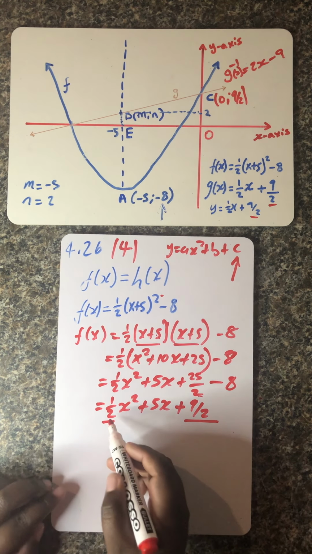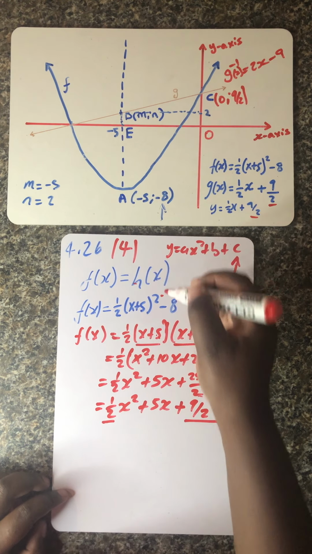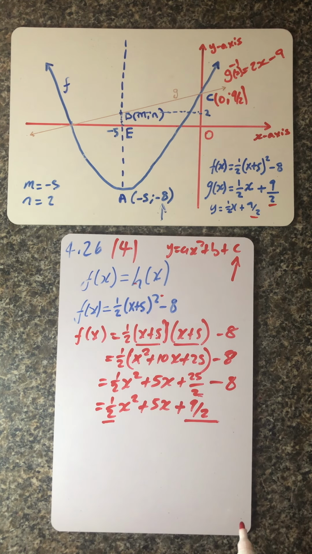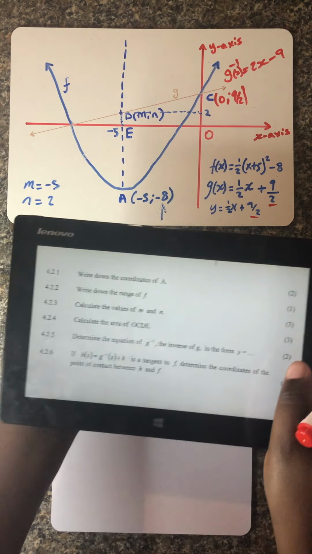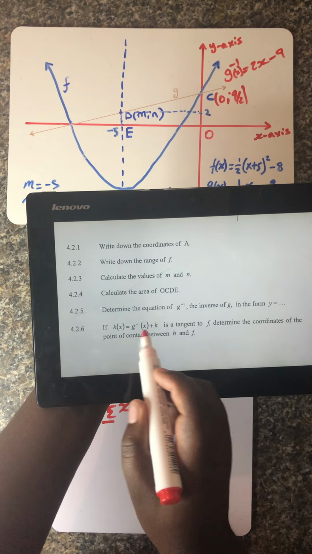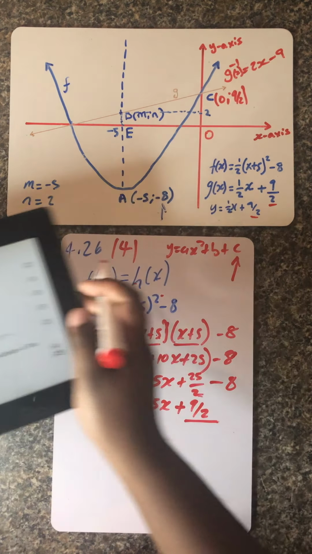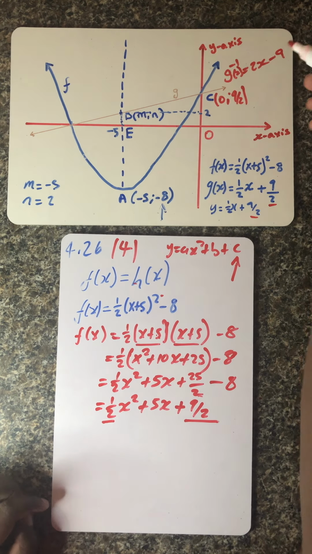So guys, I've just expanded that equation. Now the question is, what is the equation for the graph of h of x? Okay, so this is where you refer to the question, guys. The question said, if h of x is equal to the inverse of g plus k. So that means I know what the inverse of g is. This is the inverse of g.